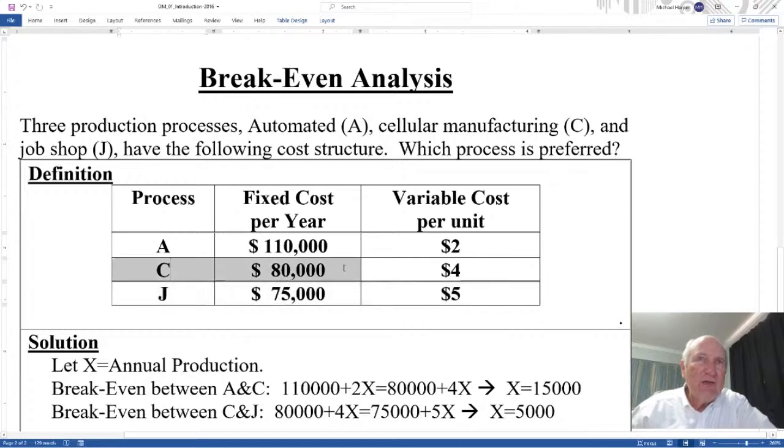And cellular quite often is in between. The fixed cost is between automated and job shop, and the variable cost is between the other way.